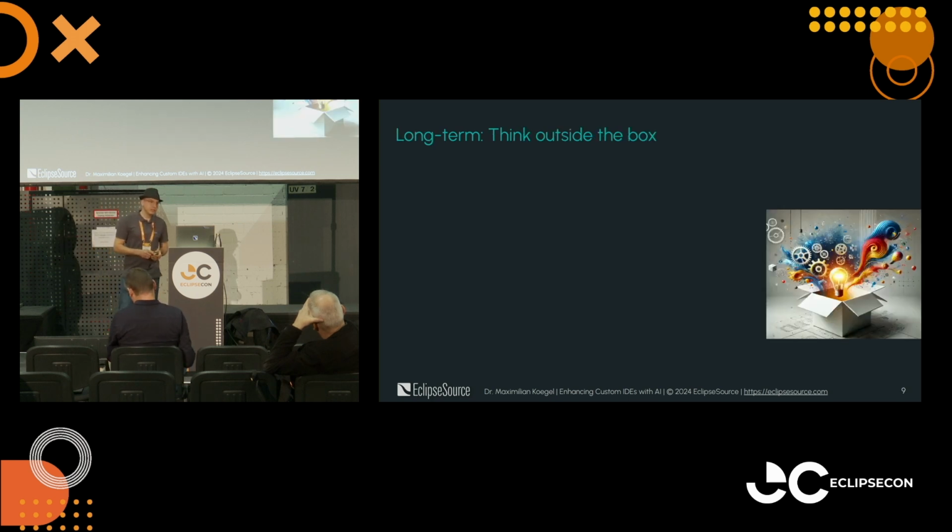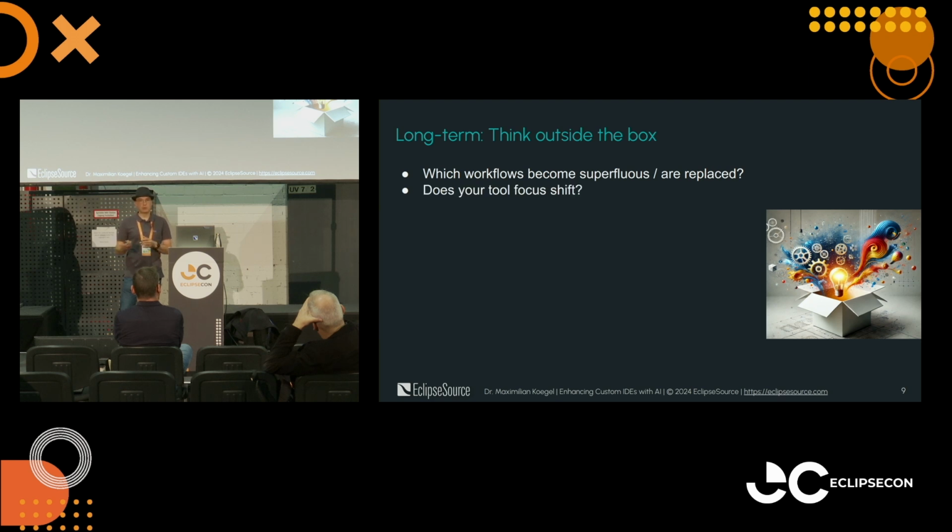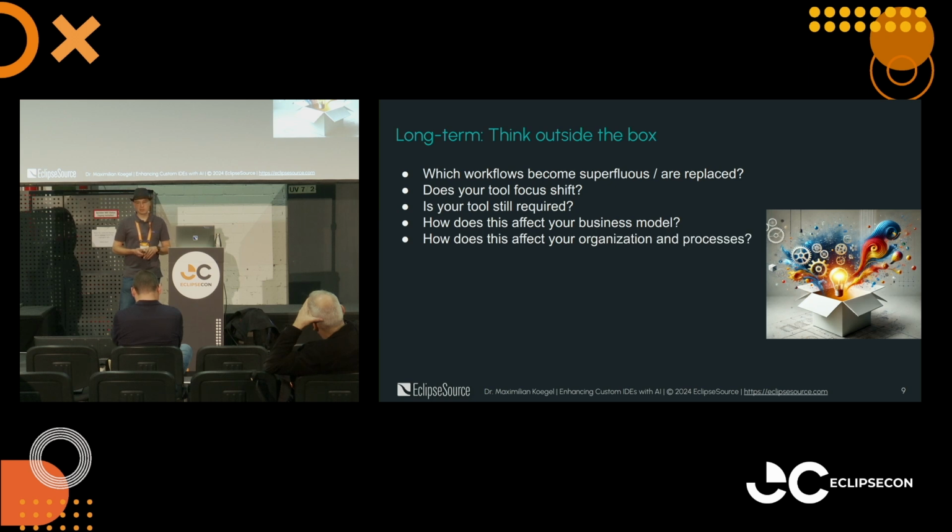Long term, you also need to make some homework, so you need to think a little bit outside of the box. What does that mean long term for the workflows that I have? Are they maybe becoming superfluous, or are they replaced if there was even more AI in my tool? Does my tool focus shift because some work that used to be the core of my tool is now maybe automated in part? Is your tool still required? I mean, that could also happen. And what does it mean for your business model and your whole organization and processes?